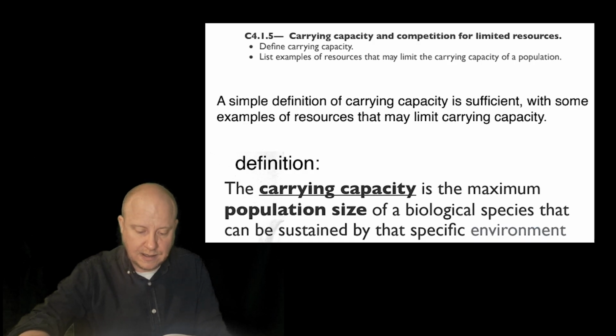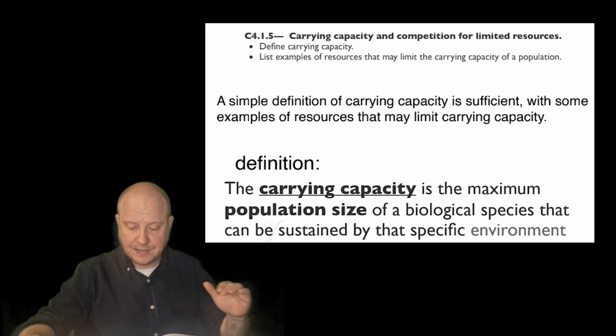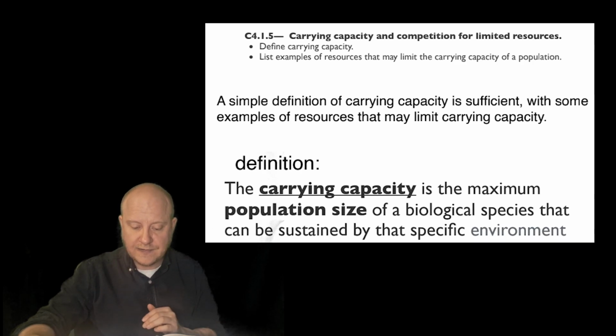C4.1.5 Carrying Capacity. Carrying capacity in competition for limited resources. A simple definition of carrying capacity is sufficient, with some examples of resources that may limit carrying capacity. No habitat can accommodate an unlimited number of organisms. Populations often grow, but they cannot continue to grow forever. There comes a time in the growth of a population when its numbers stabilize. This number, the maximum number of individuals that a particular habitat can support, is called the carrying capacity, and it is represented by the letter K.